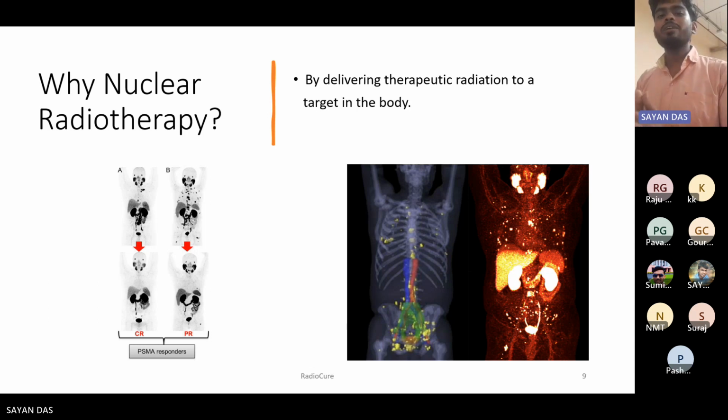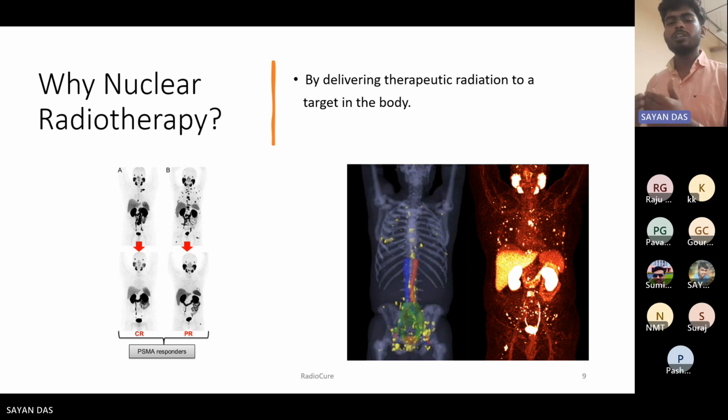But whenever we are giving nuclear radiotherapy, I have shown here the PSMA scan. You can see in the PSMA scan that a person is affected by some carcinoma, probably neuroendocrine carcinoma, not prostate carcinoma. So whenever we are injecting them with lutetium PSMA, I am not describing what PSMA or lutetium is here.